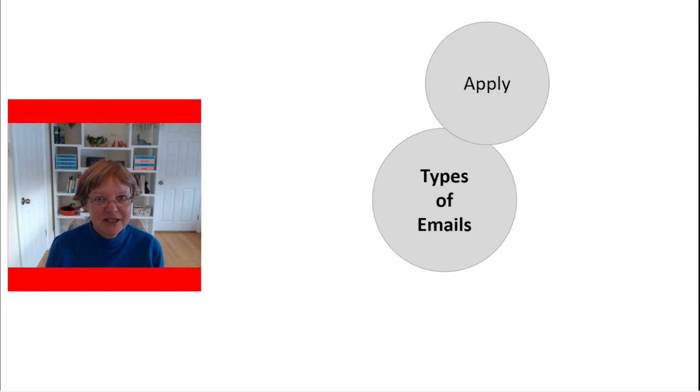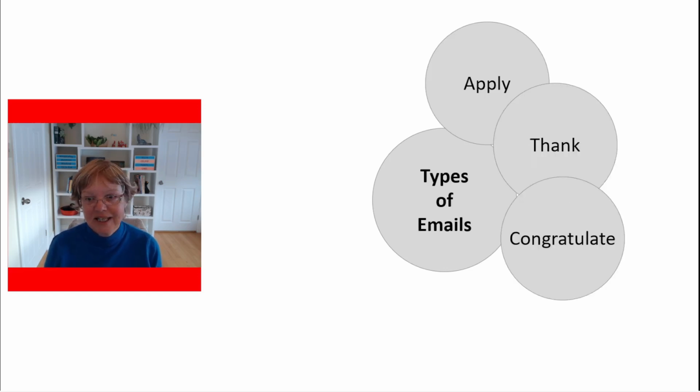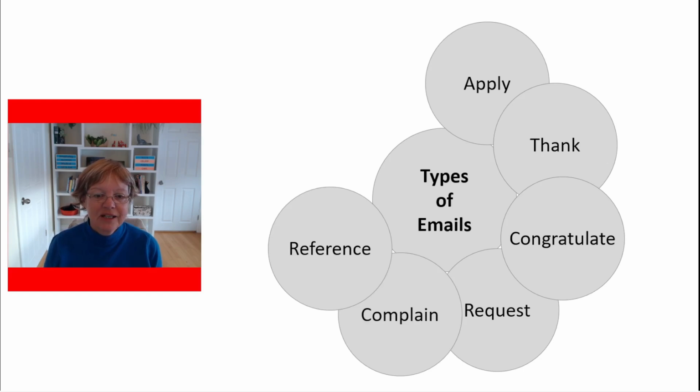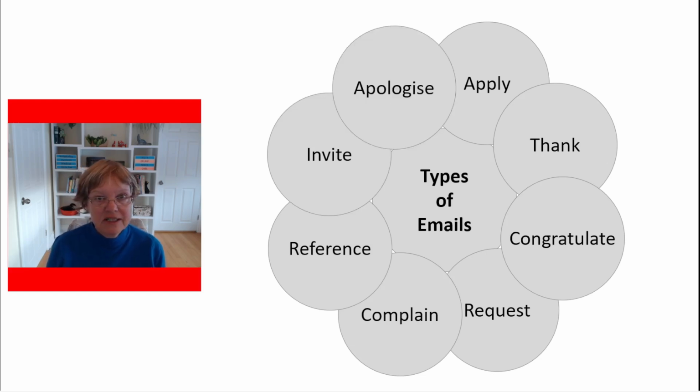So you could be asked to write several different types of emails. You can be asked to write an email applying for a job, thanking somebody, congratulating someone, requesting something from someone, or complaining about something. You could be asked to write a letter of reference. You could be asked to invite somebody to something, and you can be asked to apologize. So all of those different types of emails can be formal, semi-formal, or informal.